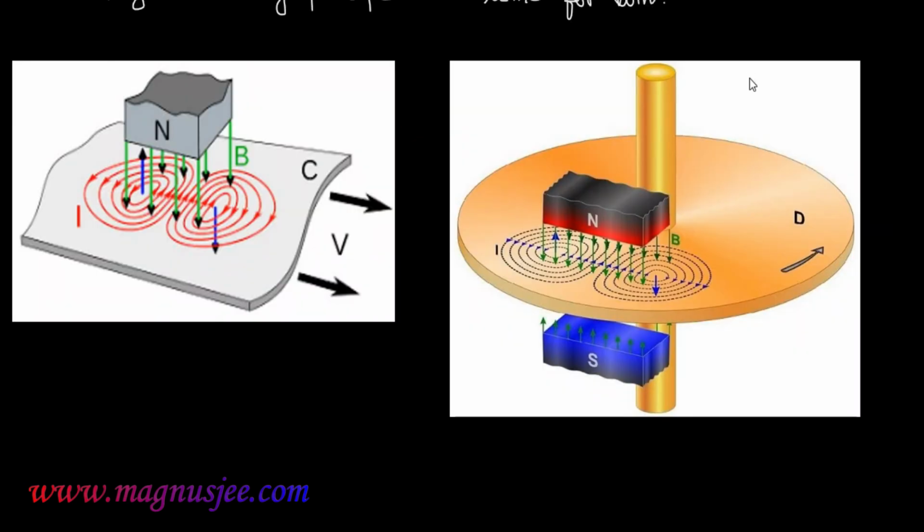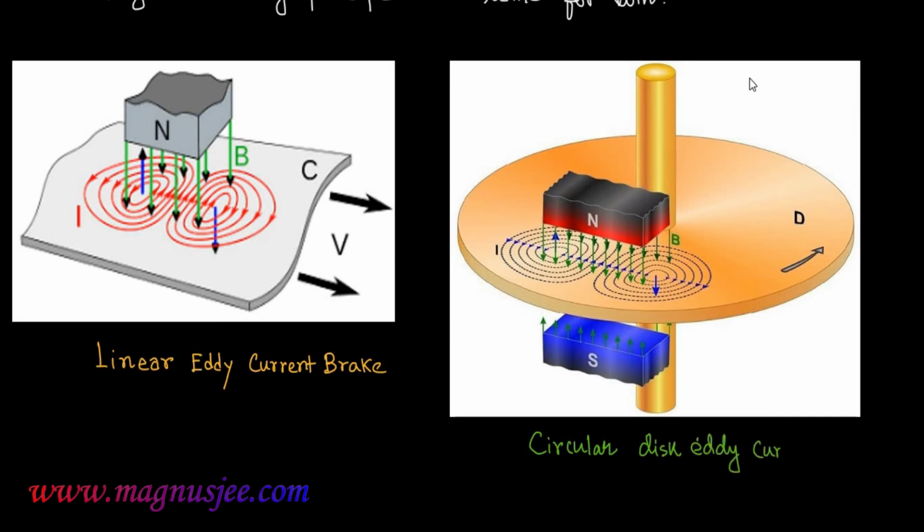Now we can compare the linear eddy current brake and the circular eddy current brake. On the left hand side we have the diagram of the linear eddy current brake, and on the right hand side we have the circular disc eddy current brake.